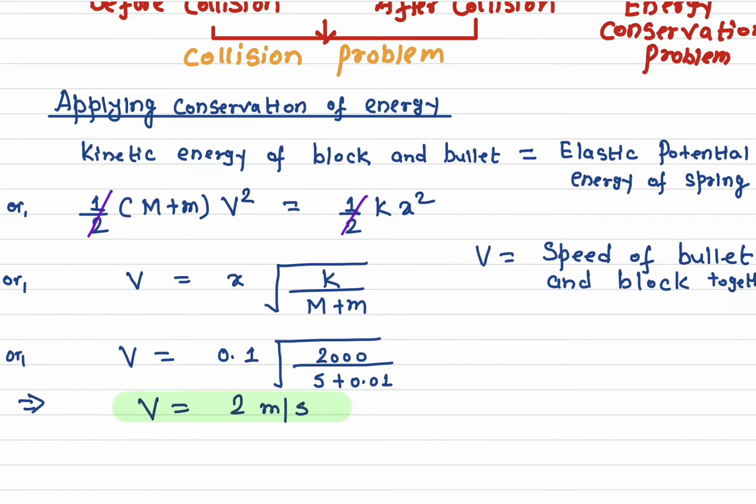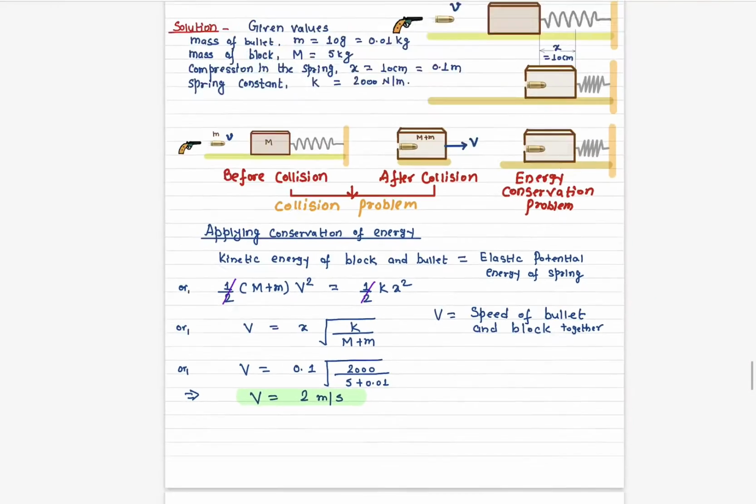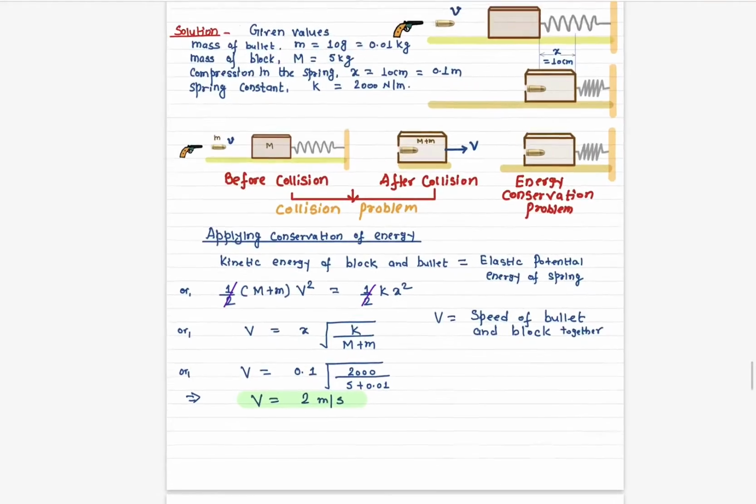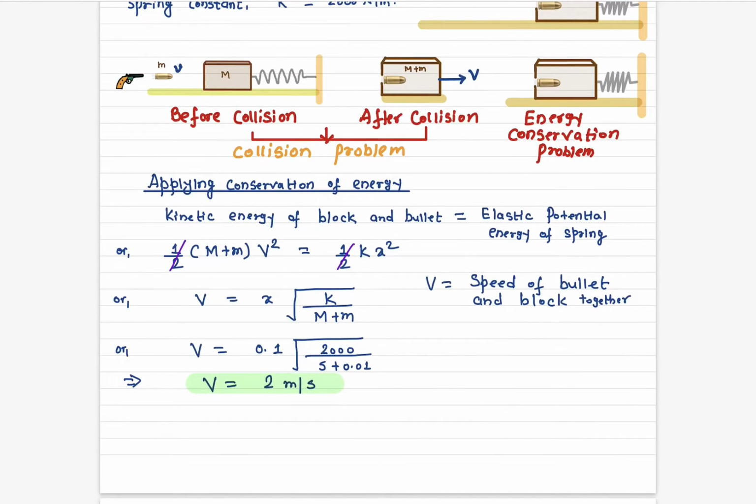So if we solve, then we get the velocity of the block and bullet together. Remember, this is not the velocity of the bullet. This is the velocity or the speed of the block and bullet together. So we now figured out the common velocity.